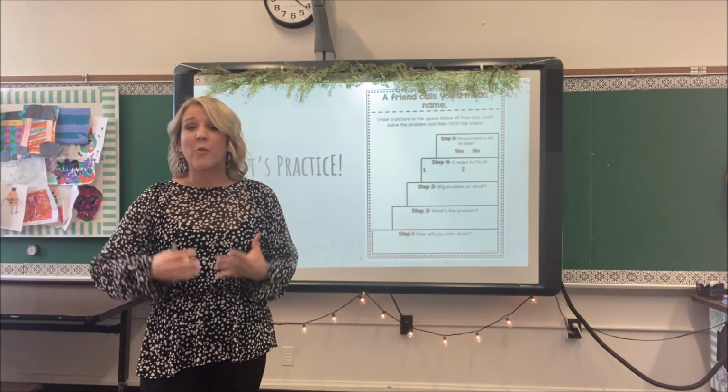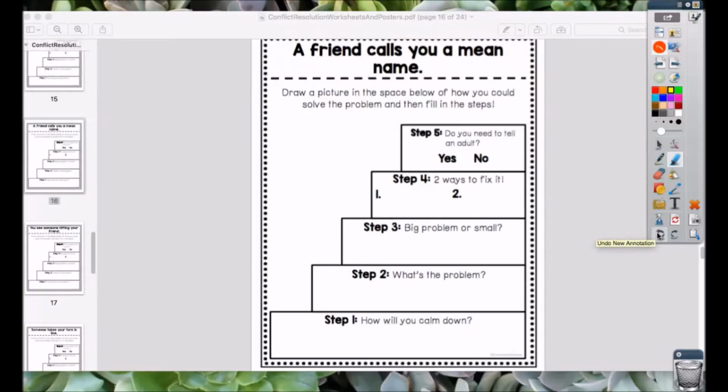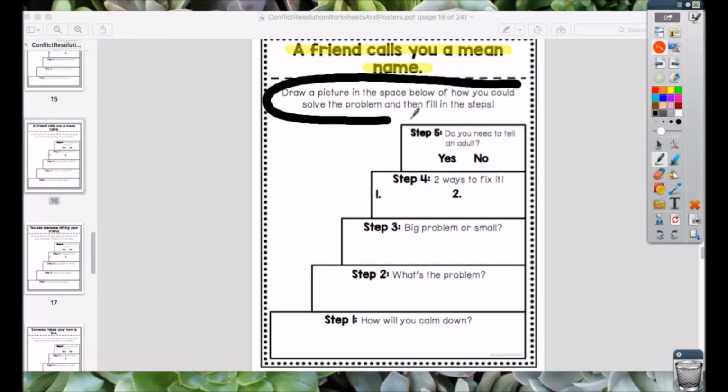So now we're going to practice again, so follow along with me. All right, go ahead and open up your workbooks to this page. In this example, a friend calls you a mean name. Let's say for the sake of this that I raised my hand to answer a question and I got it wrong, so my friend Joe called me stupid. The first thing we're going to do is draw a picture in the space below of how you could solve the problem, and then we're going to go ahead and fill in all of the steps.